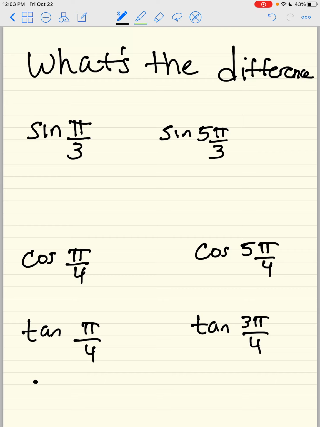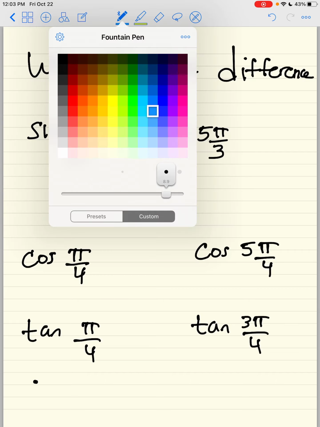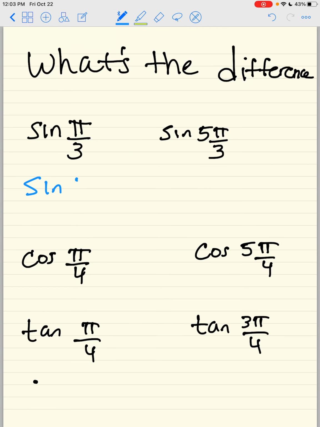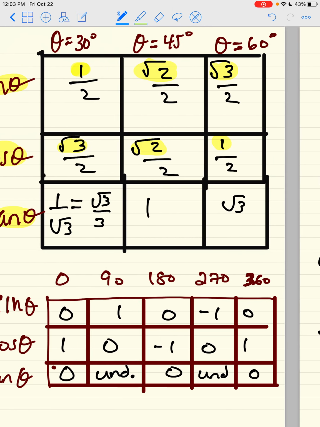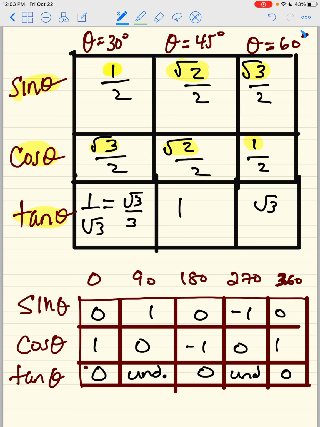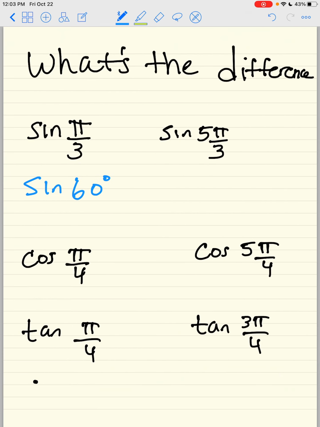Pi over 3, okay, we know pi is 180 degrees. I'm going to go to the sine, 60 degrees. When I go to my chart, I go to sine, 60. I get radical 3 over 2. That means this is radical 3 over 2. That means this is radical 3 over 2. What we want to do is extract the reference angle, pi over 3. And we're going to get the same thing.